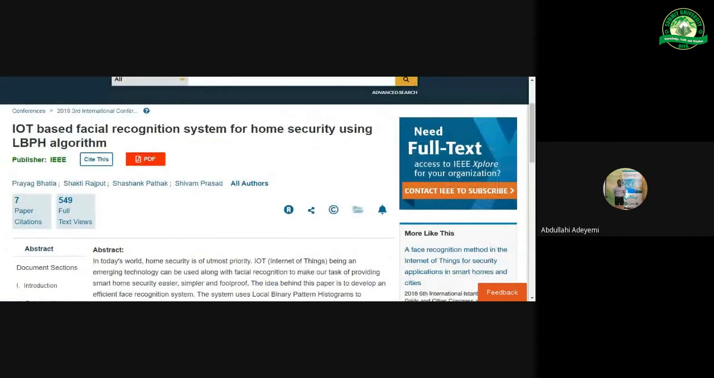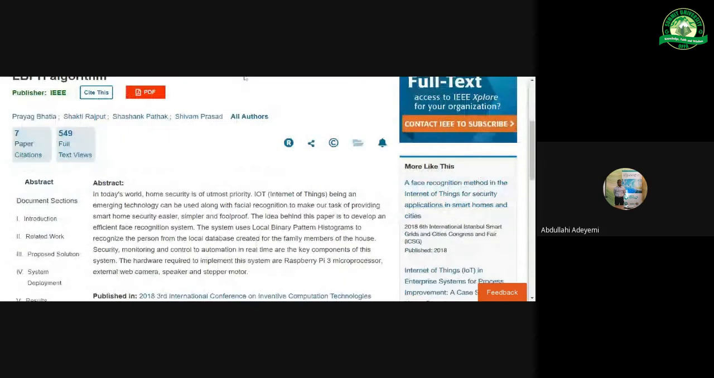This second paper is IoT-based facial recognition system for home security using LBPH algorithm. So, Ridwan, do you want to look into the abstract and tell us whether the paper can be used or can be downloaded for review or not? Can you help us look into the paper, the topic and the abstract, and do you think the paper is worth downloading for review or can be used as part of our literature review?